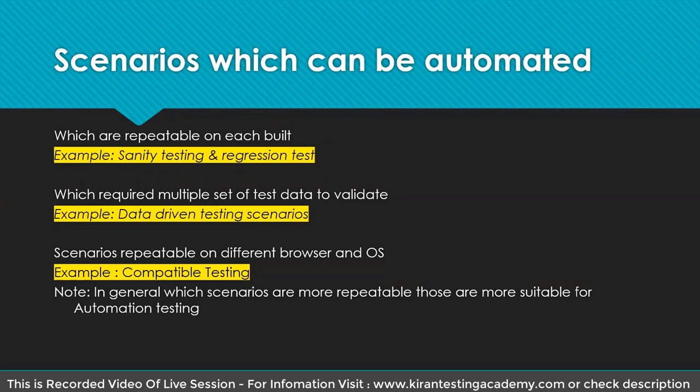to check. Right. So generally, which are repeatable on each build, like sanity and regression testing, which happens on each and every build. When the changes occur, we'll do regression, right? So before taking it to testing, we'll do sanity testing to check the stability of the build. So these are very, very repeatable activities on each and every release. Okay, so obviously this falls under repeatable testing. So this is the best scenario for automation.